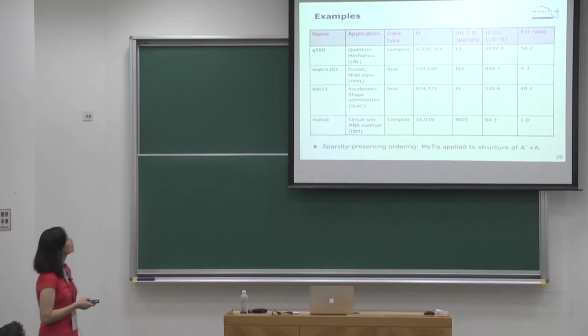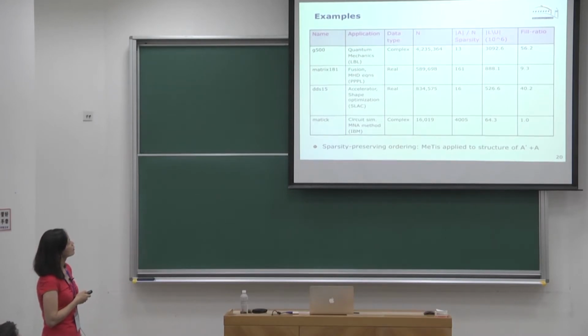So before we close the parallel algorithm, we'll take a look at the performance of this distributed memory code on different matrices. Here I have matrices of relatively bigger dimension. For example, one of these matrices from quantum mechanics, chemistry calculation, is a complex matrix with over 4 million degrees of freedom. And this is the sparsity measure, the average number of non-zeros per row, which also varies.